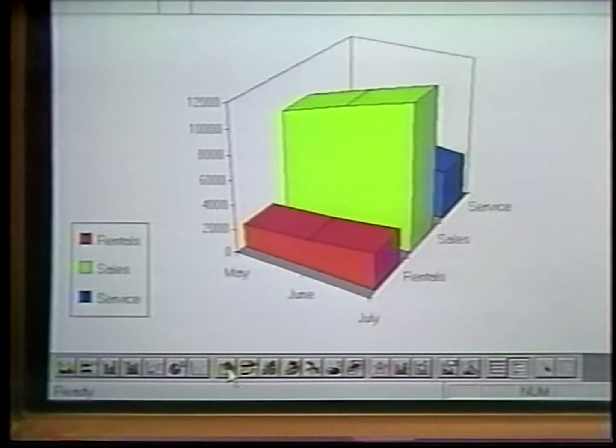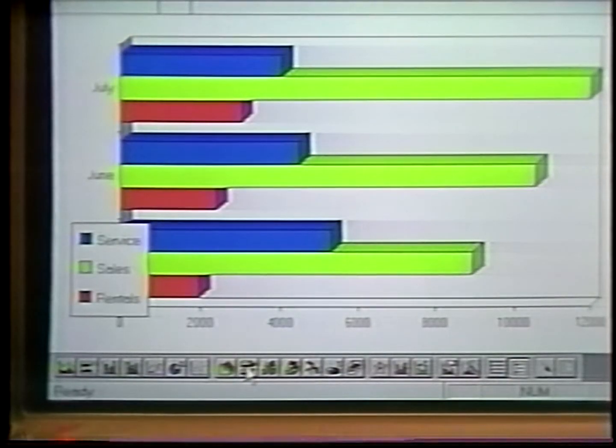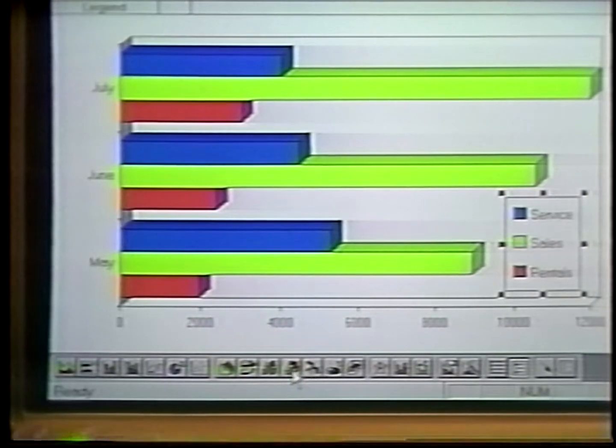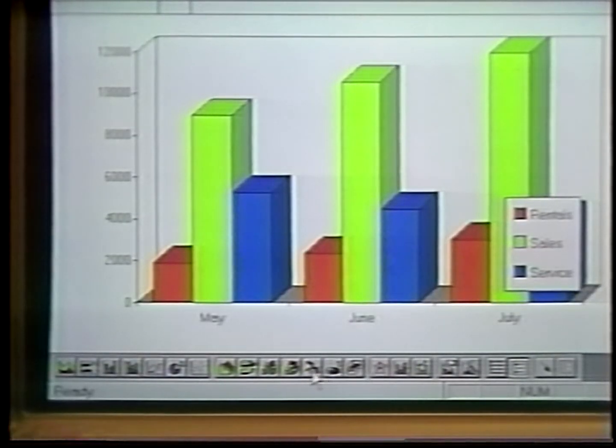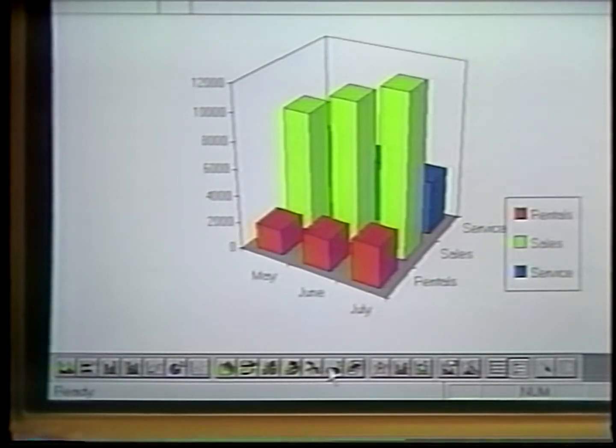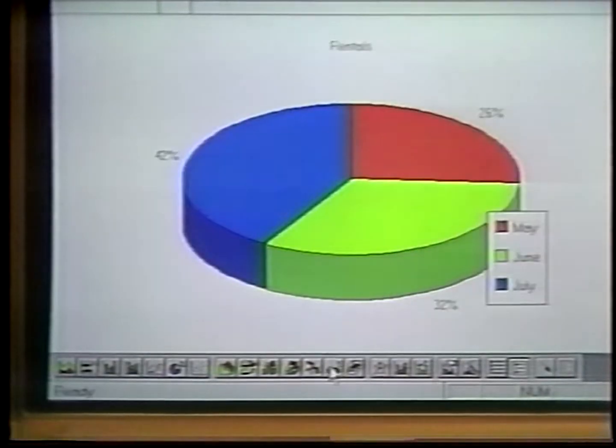Now here's some of the 3D charts. The area chart, a three-dimensional bar chart. Again, let's move the legend to a new location. And here is a three-dimensional column chart, and a three-dimensional stacked column chart as well. Now here's the three-dimensional pie chart.